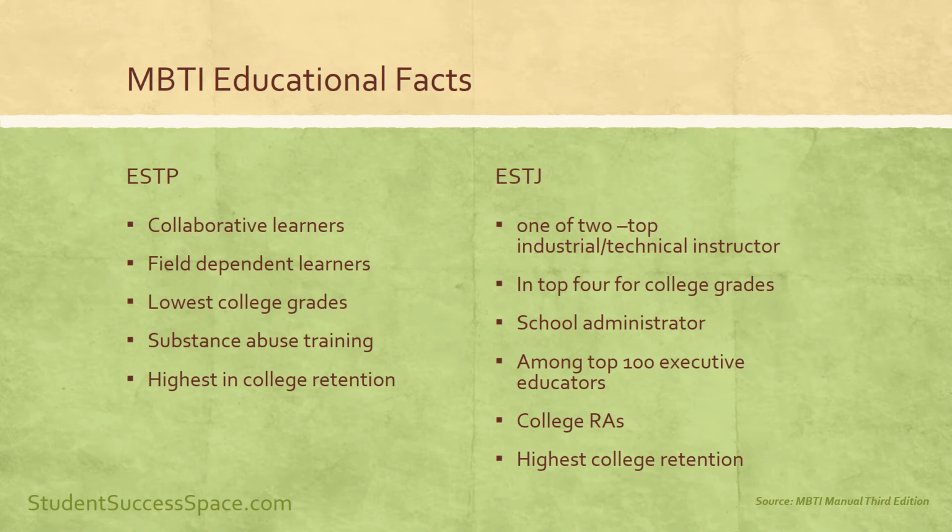For an ESTJ, they are one of the top two types among the industrial technical teachers and among the top 4 types of college grades. They're also the most frequent type for school administrators, which I think is very interesting. They're one of the 2 types which are most frequently found among the top 100 education executives.